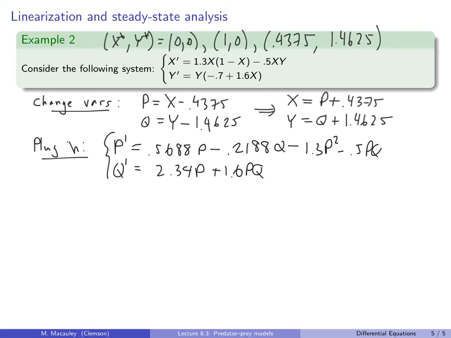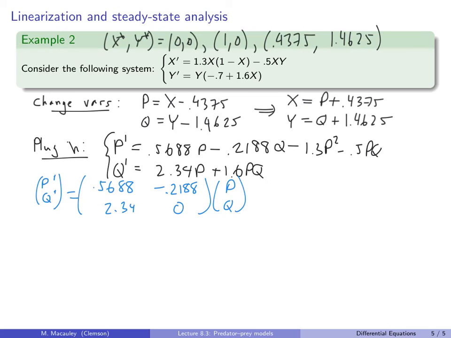you get that P prime, Q prime equals the matrix with rows 0.5688, negative 0.2188 and 2.34, 0, times P, Q, plus, again, plus nonlinear terms, NL.